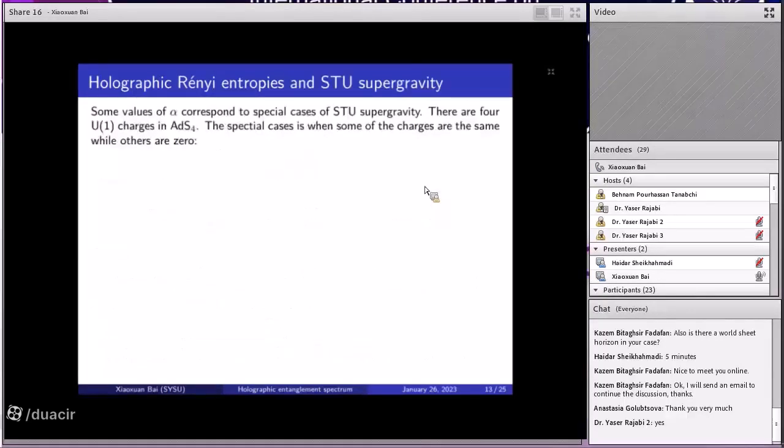As we mentioned above, there are some values of alpha corresponding to special cases of STU supergravity. By this, I mean the Lagrangian in AdS4 is obtained by reducing from its 11-dimensional lift in supergravity. There are 4 U(1) charges here. The special cases are when some of the charges are the same while others are 0. I give some examples here.